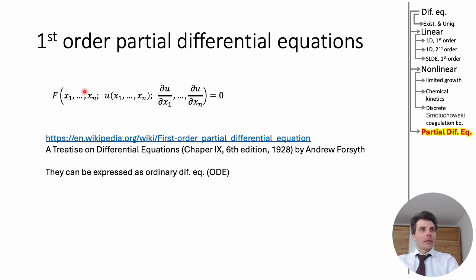These equations can be converted into a set of ordinary differential equations. The equations with just one independent variable and with regular derivatives, not partial derivatives. Here I refer you to this Wikipedia article. It's quite well written, and also it refers further to this textbook by Andrew Forsyth. So essentially the first order partial differential equations are not much different from ordinary differential equations, the same thing. However, the situation changes when we come to second order partial differential equations.